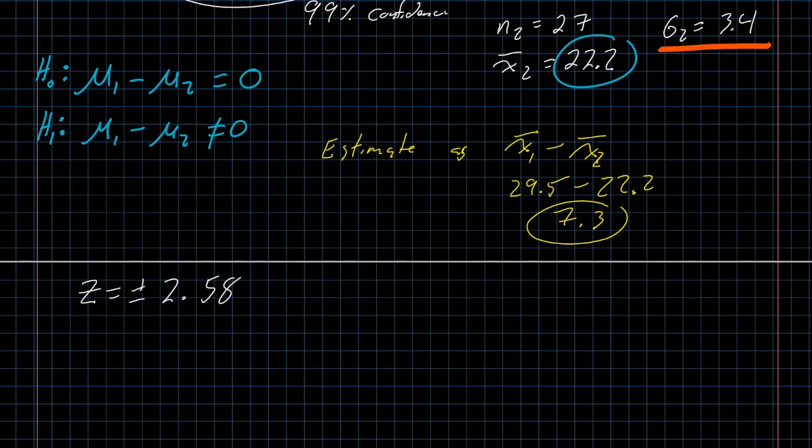And then we need sigma over the square root of n. Well, that's a bit of a problem. We have two values of sigma and we have two values of n, and we need a way of combining them. And the choice we're going to use is going to be the same choice that we used for finding standard deviations in the first place.